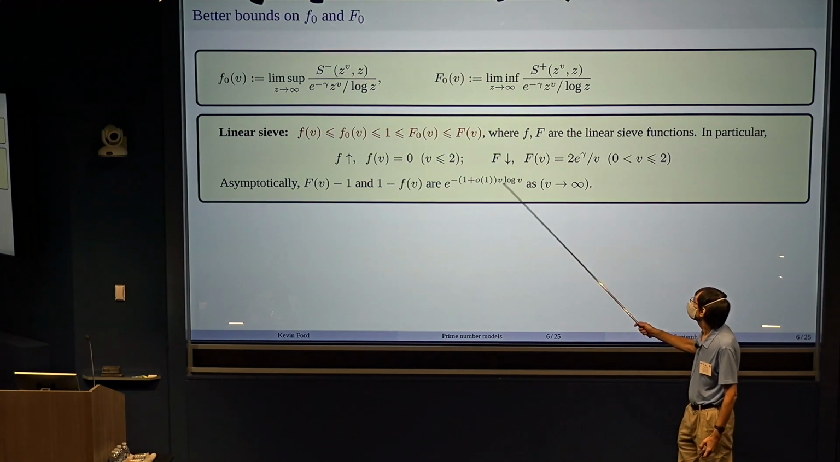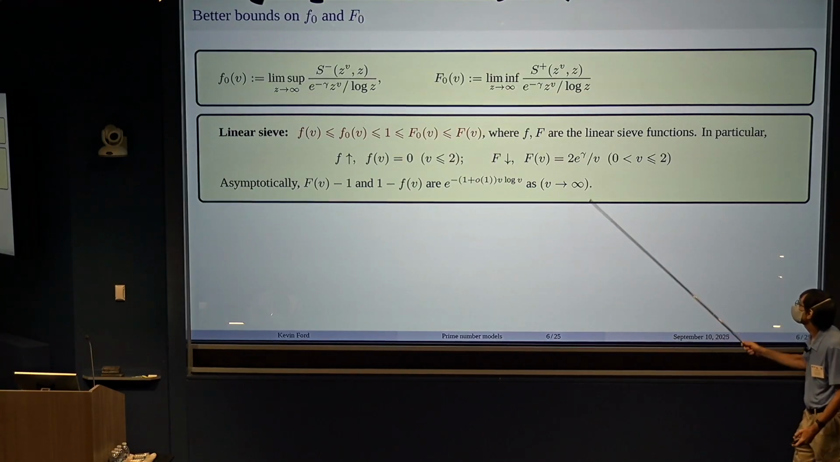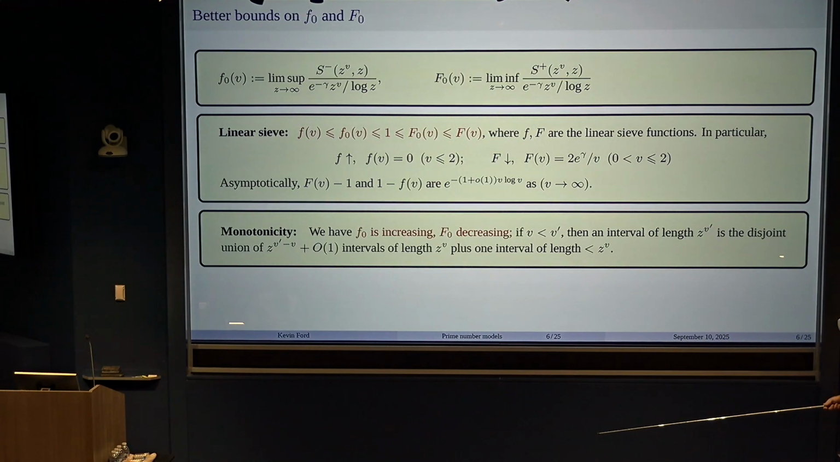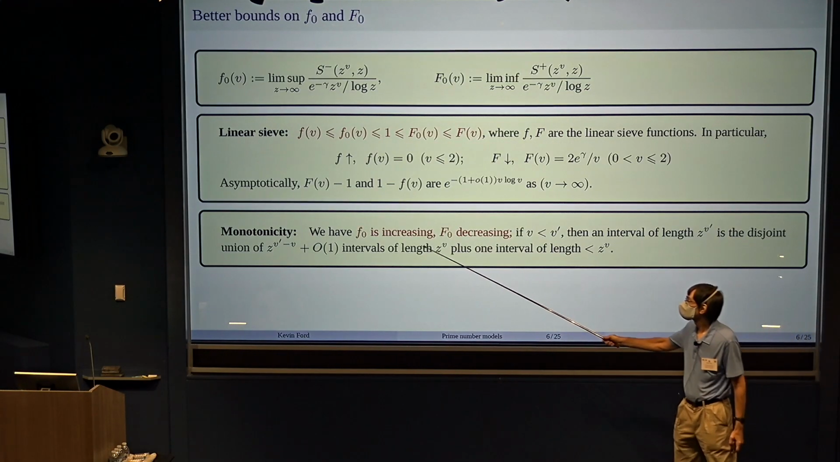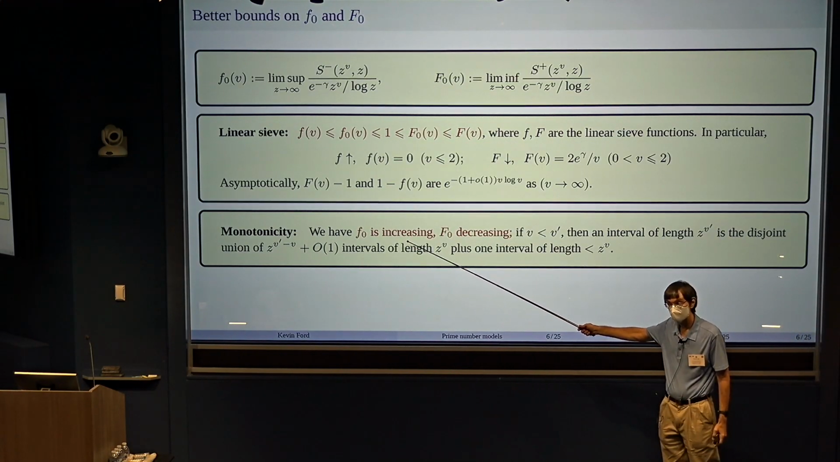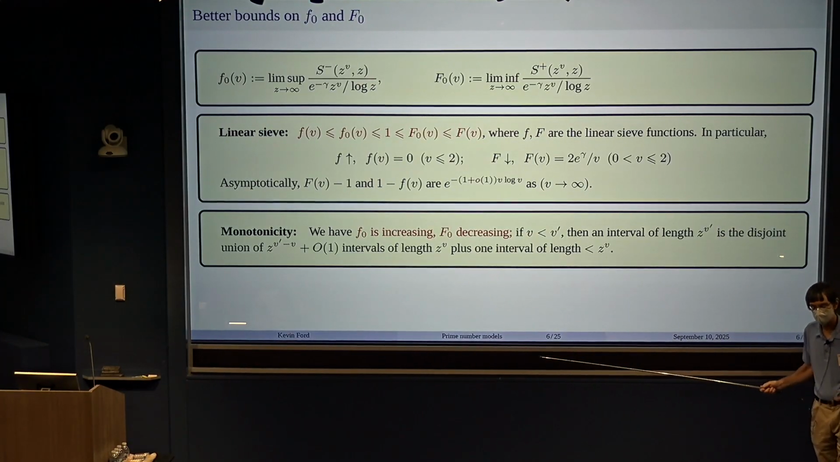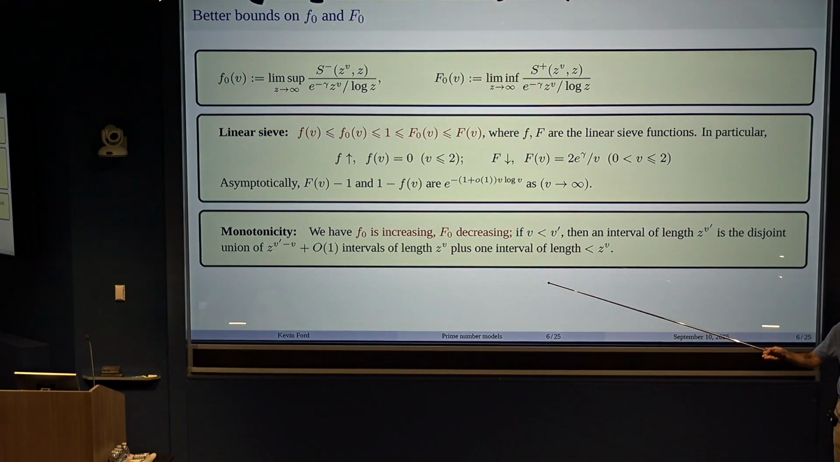Little f being increasing, capital F being decreasing, and these are from 0 to 2, they're simple formulas, but then after that, they have these delay equations. There's a little less obvious relation, which is the monotonicity of little f0 and capital F0. So little f0 is actually increasing, capital F0 is decreasing. And the basic reason is you can take a long interval and break it into the disjoint union of a bunch of short intervals.